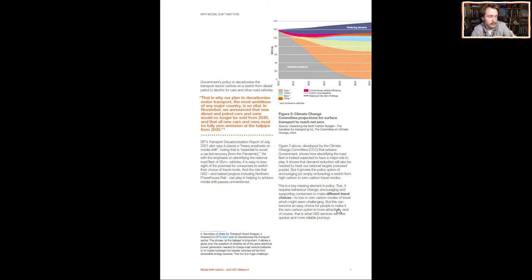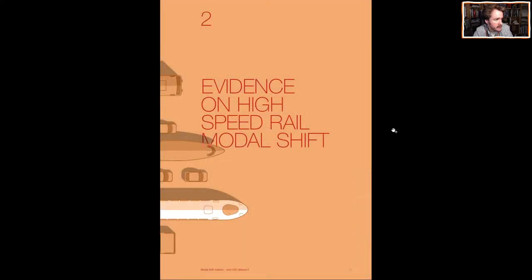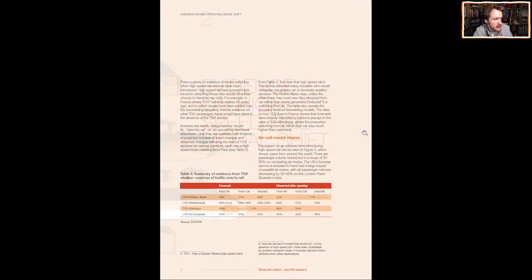So again, this report, I think, is going to be slightly erring on the pure HS2 side, rather than looking to the wider network. But okay, fine. So here is a picture. Evidence on high-speed rail modal shift. So let's have a look at some evidence.